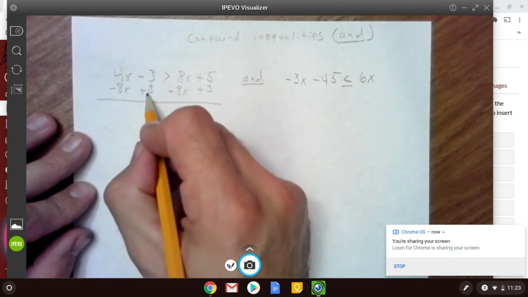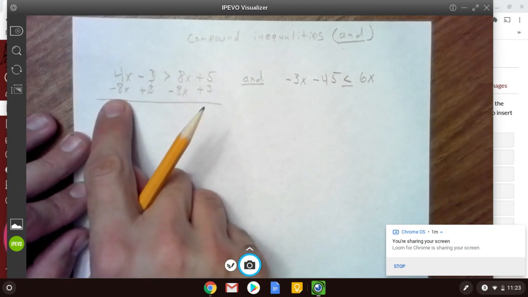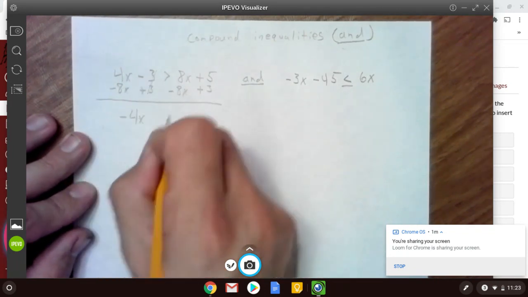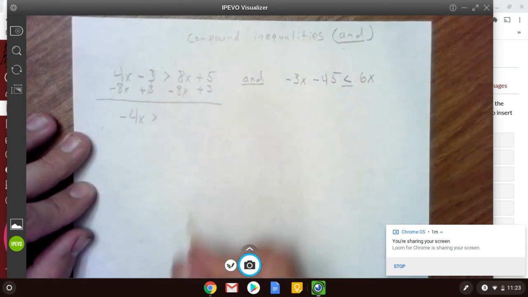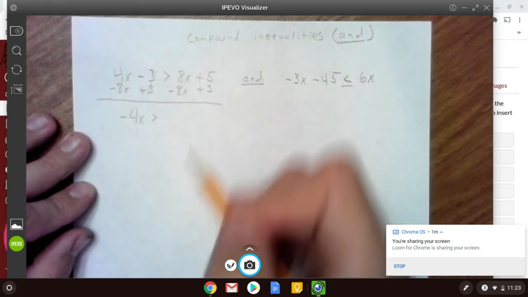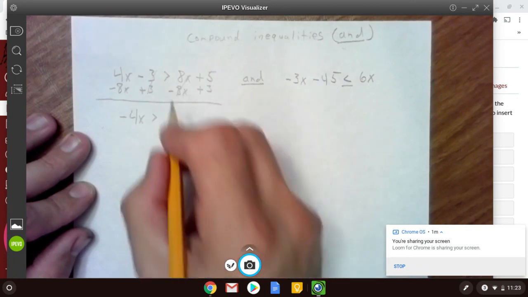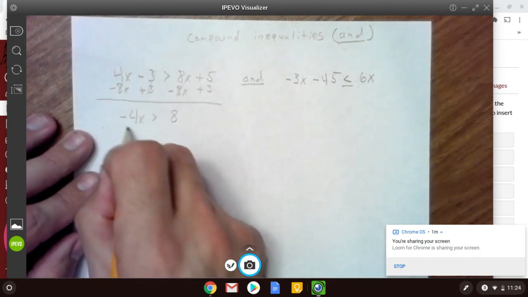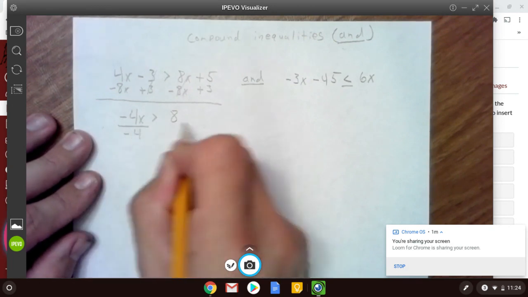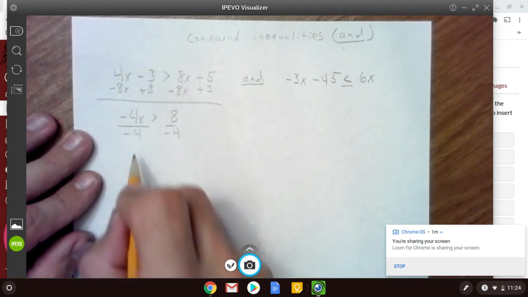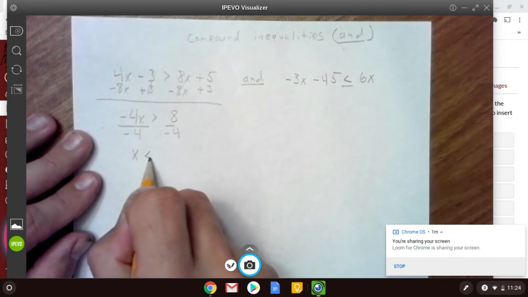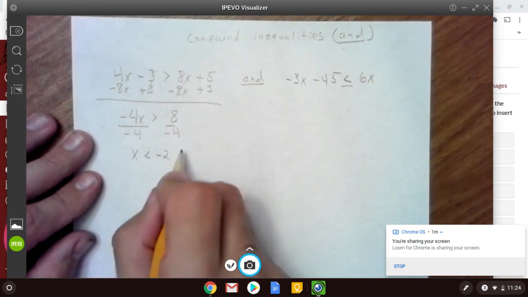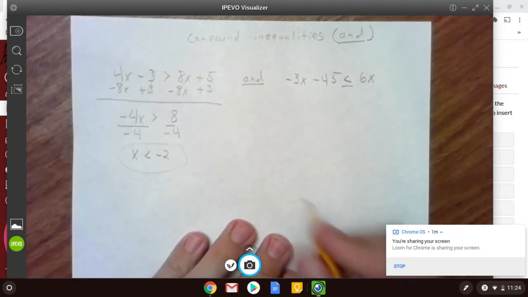All right. So the 3's can cancel. And then on the left, you've got 4x minus 8x, which is negative 4x. And then the 8x minus 8x can cancel. 5 plus 3 is just 8. We'll divide by negative 4, so we're going to have to flip our signs. Okay, x will be less than 8 divided by negative 4 is negative 2.